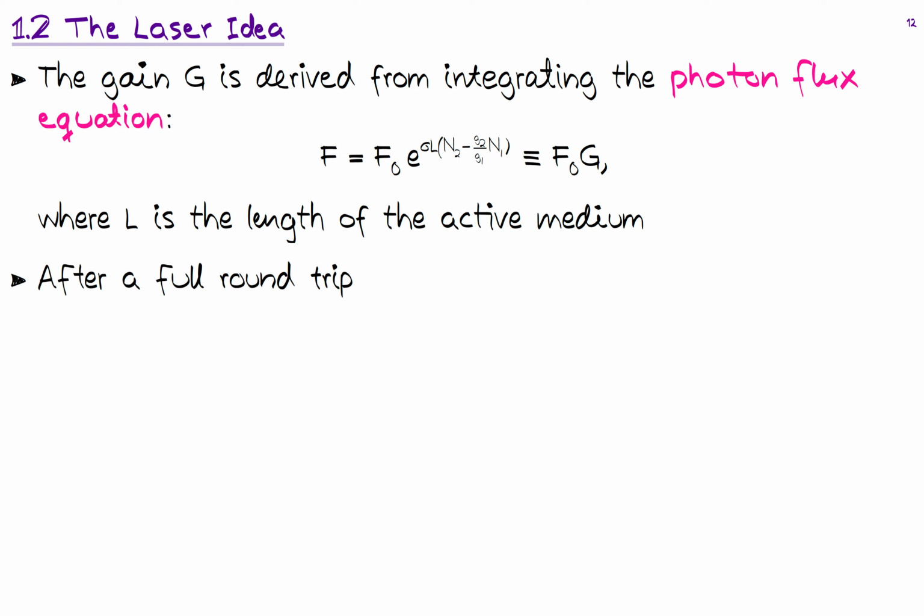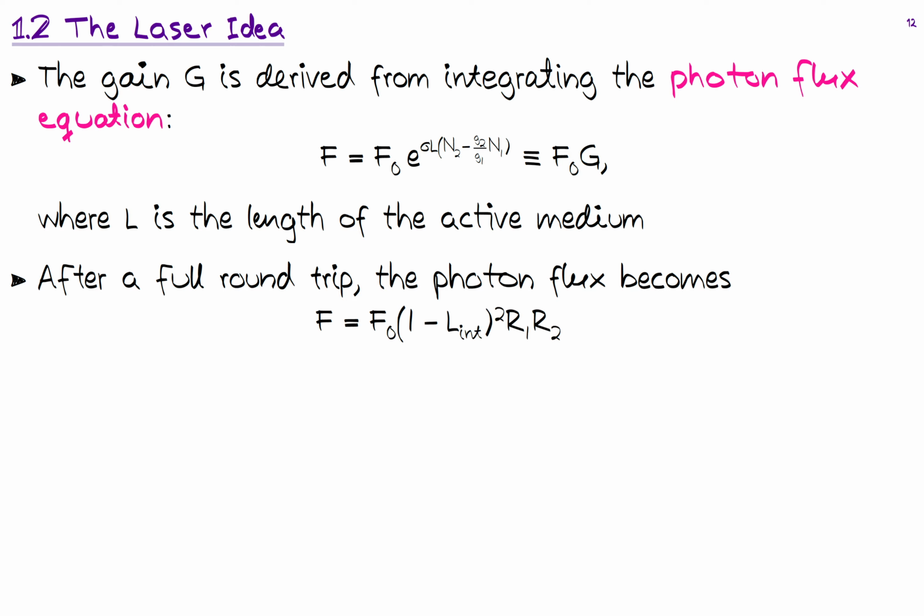After one full round trip, the photon flux of course becomes the following, and we can just plug in the numbers that we have already discovered. So this is what we have here, and now we have replaced the gain terms so that we have this exponent arising from the factor 2 times the gain factor, and here delta n is basically this term inside the parentheses of the exponent.